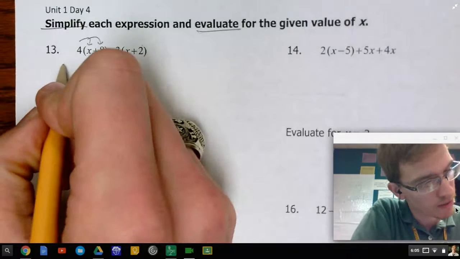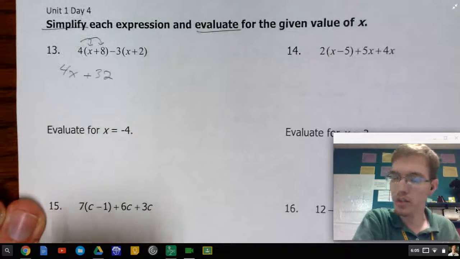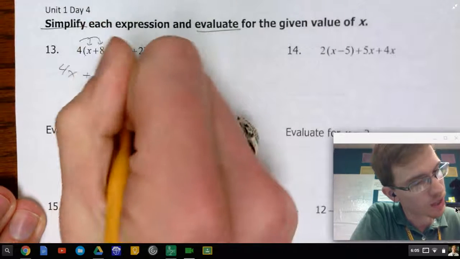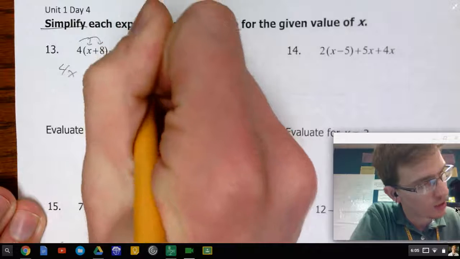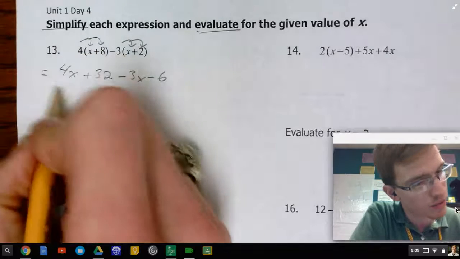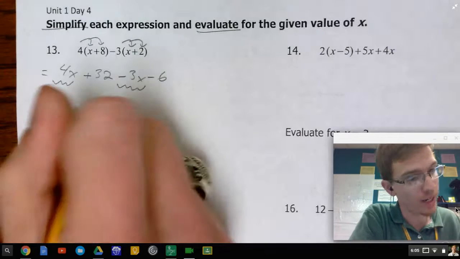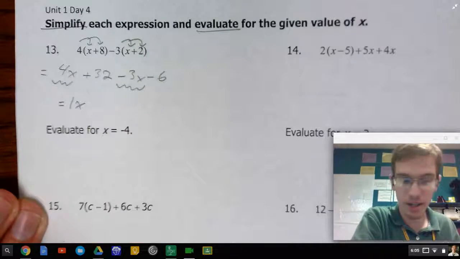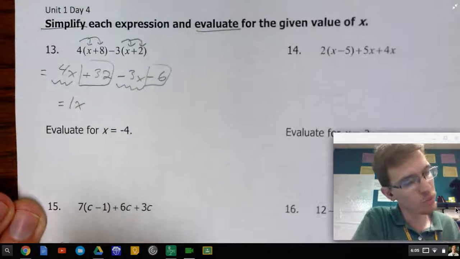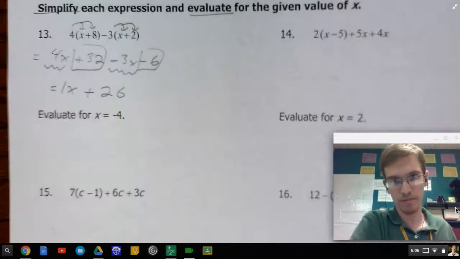So that's 4 times x, 4x. 4 times 8 is 32. So 4x plus 32. Just that part. Now, negative 3 times x is negative 3x. Negative 3 times 2 is negative 6, so minus 6. Now we need to combine like terms here. We've got 4x and minus 3x. That would be 4 minus 3, or 1x, also known as just x. Now we've got 32 minus 6, which is 26. So 1x plus 26, or just x plus 26.